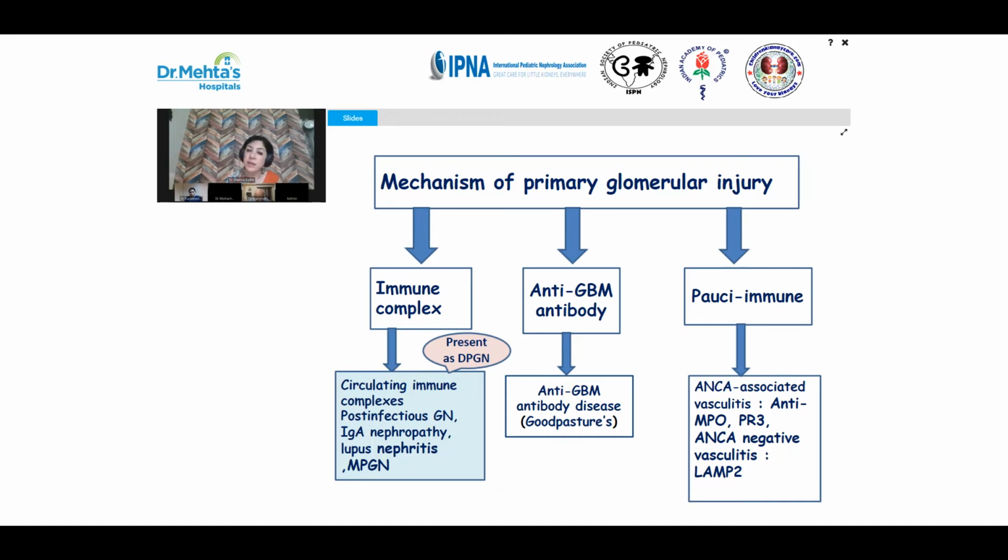Then there is the post-immune mechanism of injury seen in ANCA-associated vasculitis and ANCA-negative vasculitis, which may have antibodies against the LAMP2 that we just discussed, and anti-glomerular basement membrane antibody seen in anti-GBM disease, also known as Goodpasture syndrome.